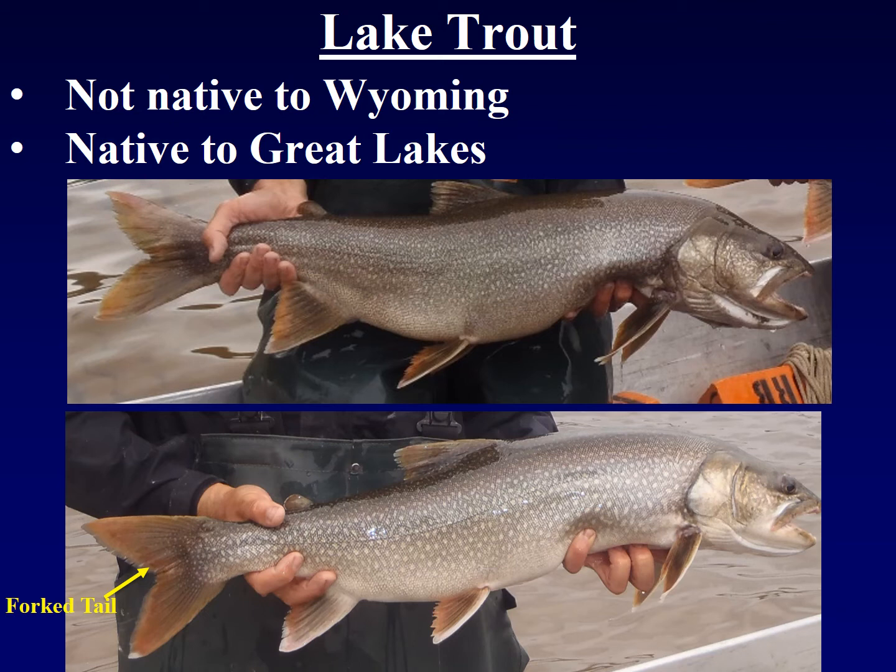Lake trout are a close relative of brook trout, and some anglers have a difficult time telling the difference between small lake trout and brook trout. The best way to tell the difference is to look at the tail. The yellow arrow on the bottom picture is pointing to the forked tail, which is indicative of a lake trout. If you remember the previous slide, brook trout have square tails.